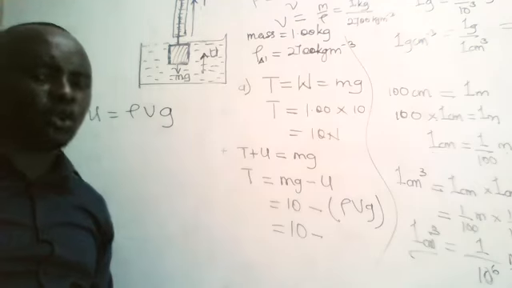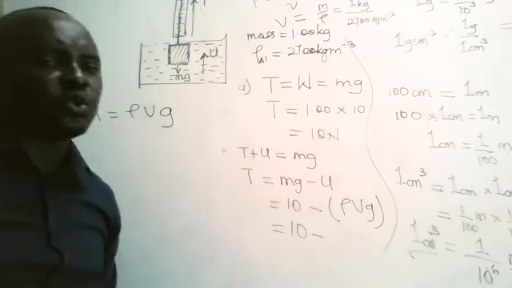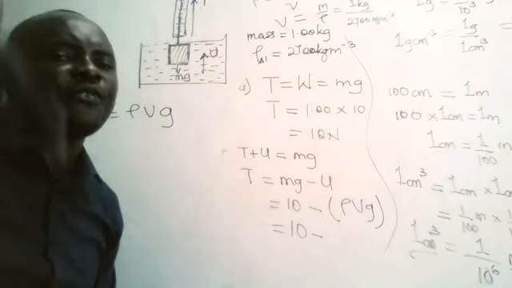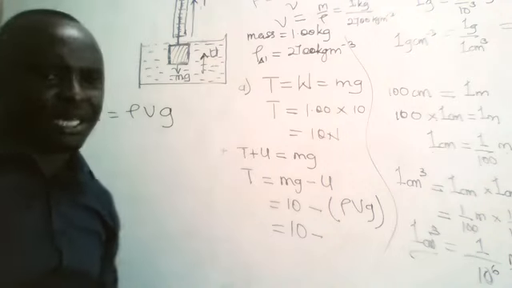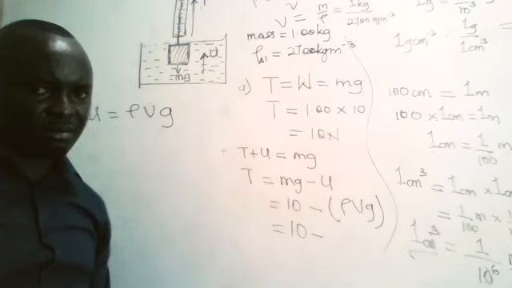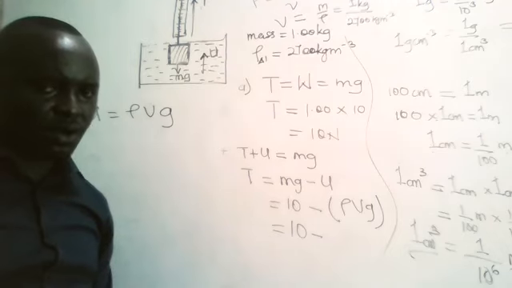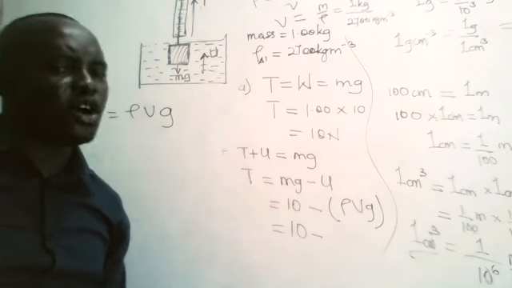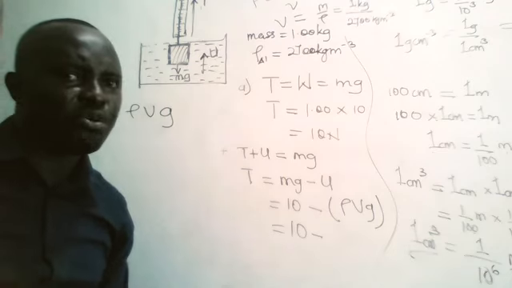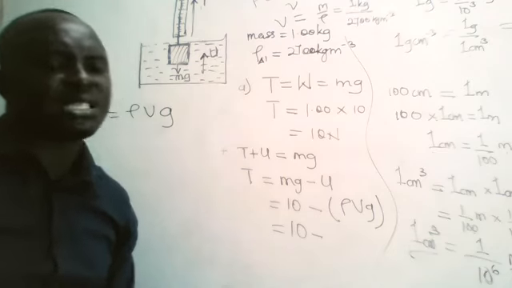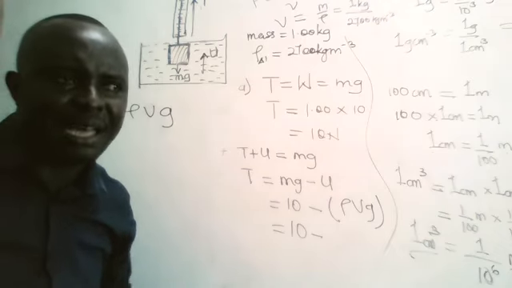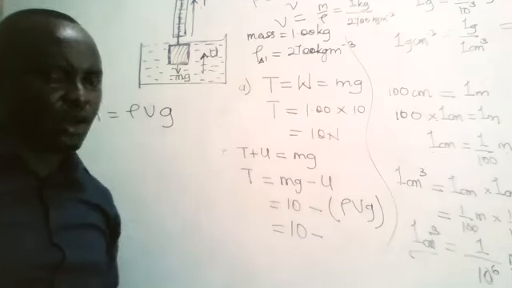Yes, please. Good. So we can find the volume of liquid displaced when we have the volume of the object. When we have the volume of the object, we can determine the volume of the liquid displaced since the object is completely immersed in the liquid. Akosha, are you okay?